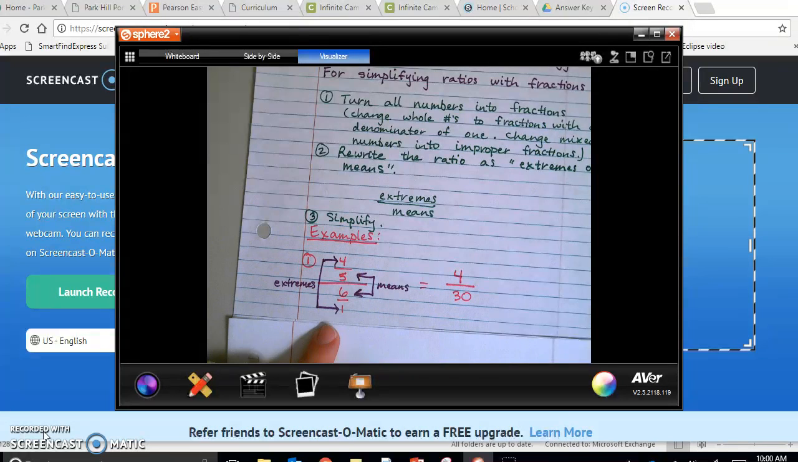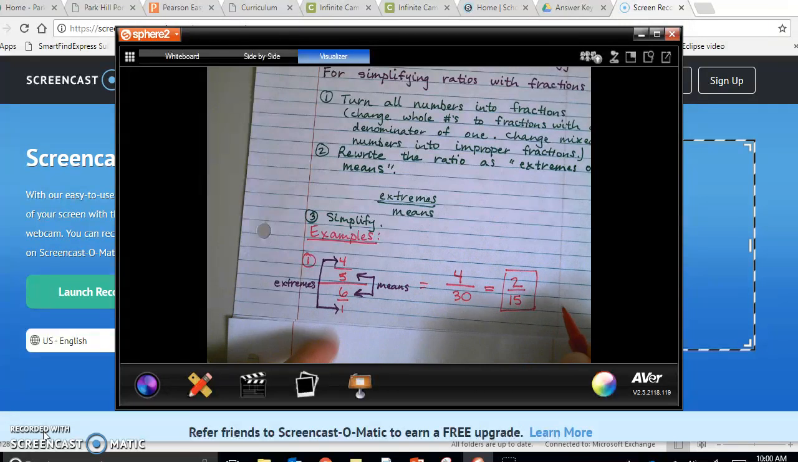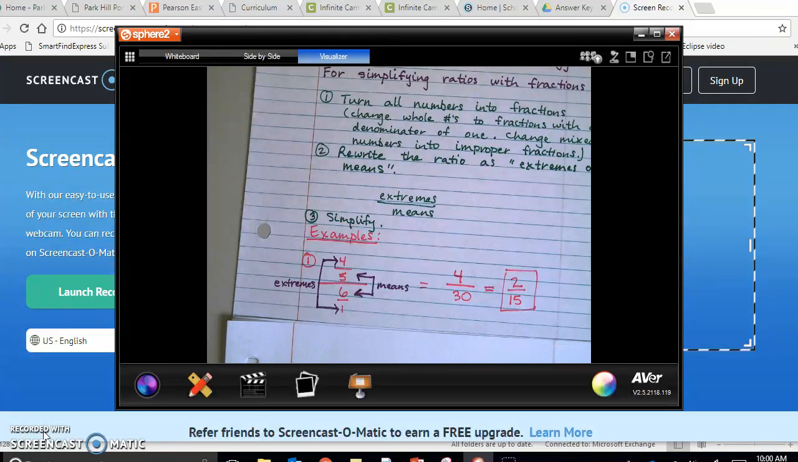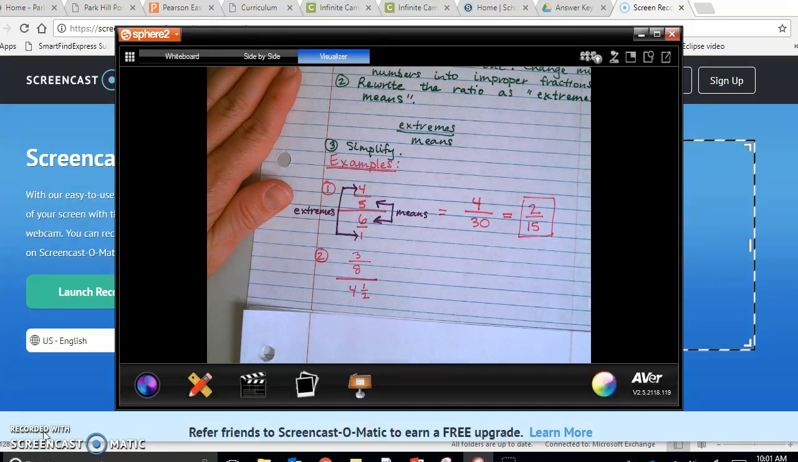Now I use my third step, which is to simplify. I know that I can reduce this fraction by dividing the numerator and denominator by 2. 4 divided by 2 is 2. 30 divided by 2 is 15. And we're all set, all done with that problem. So 3 quick steps. Let's look at another example.